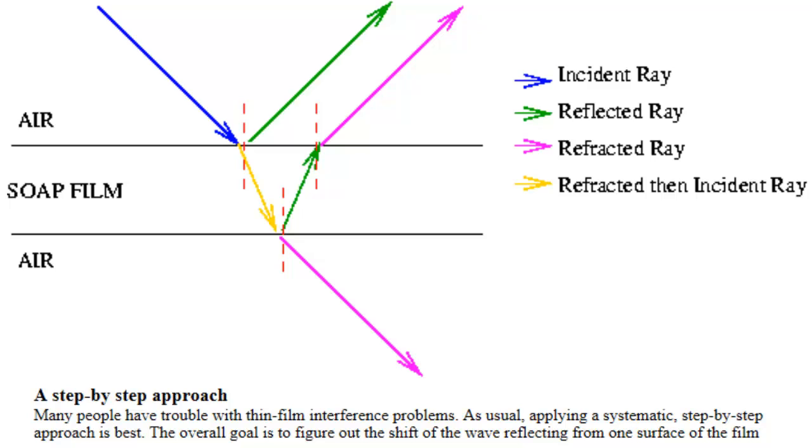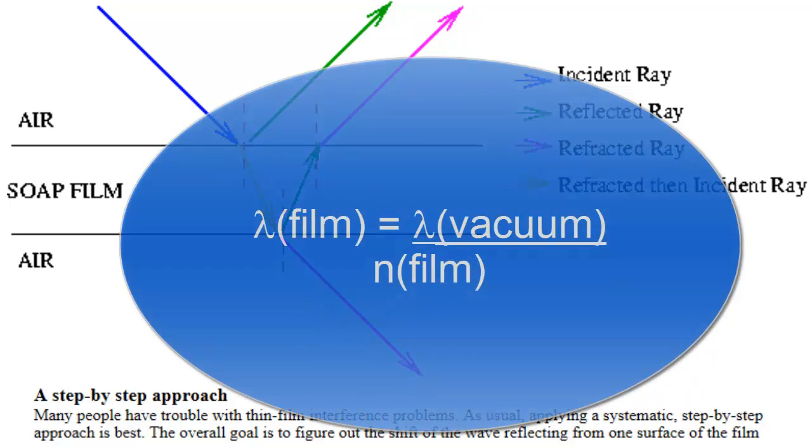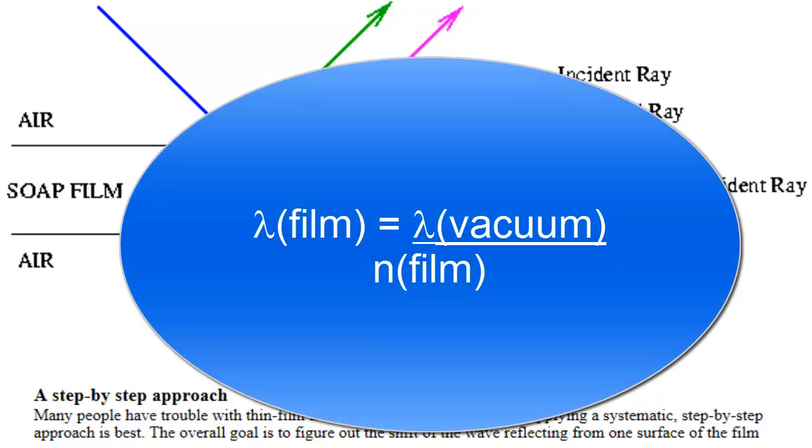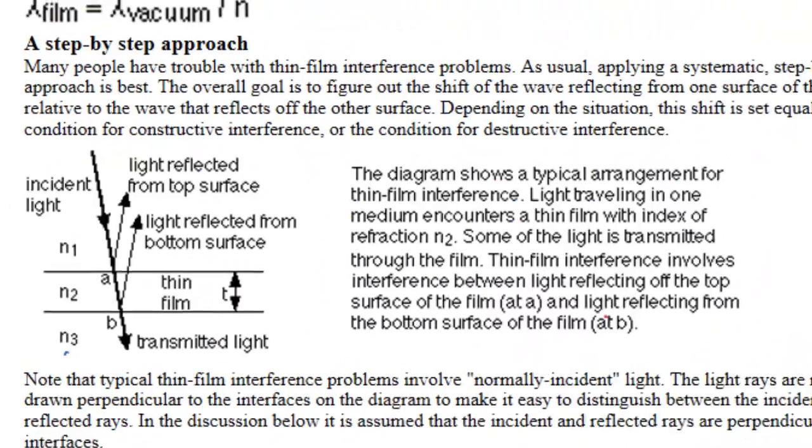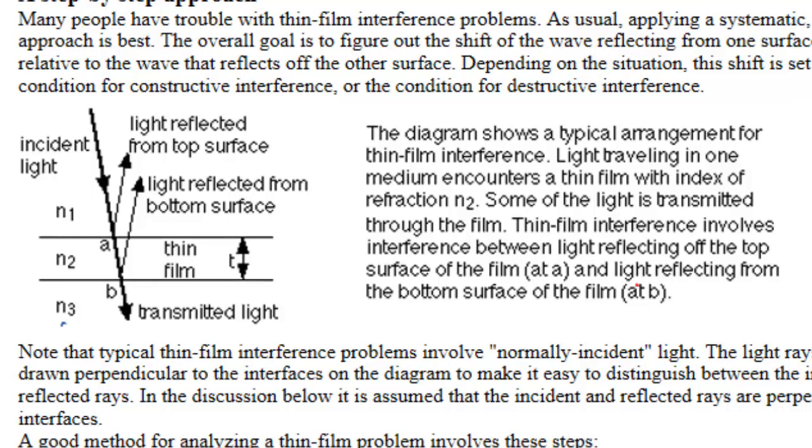And one has to be very careful when dealing with wavelength because the wavelength depends on the index of refraction. As you know, the wave slows down as it hits the medium and the wavelength becomes larger. So if the film has an index of refraction, the wavelength is related to the wavelength in the vacuum by a condition where lambda of the film is equal to lambda of the vacuum divided by n, the index of refraction. I'm going to give you a step-by-step approach on how to solve problems for thin film interference.